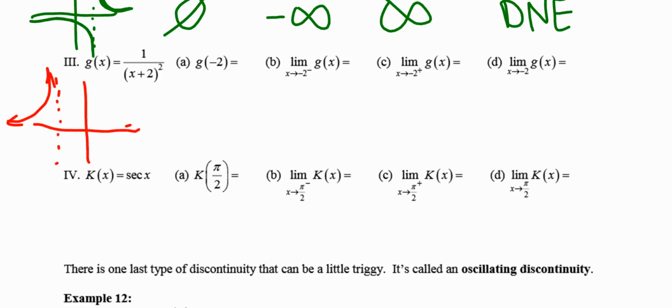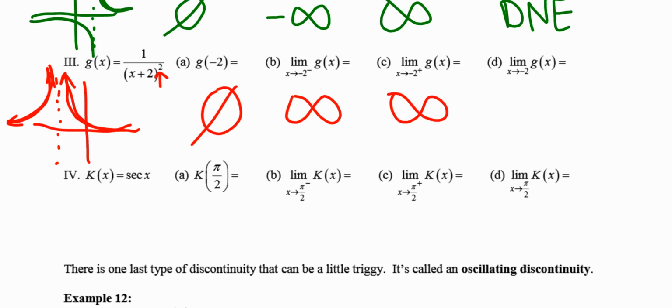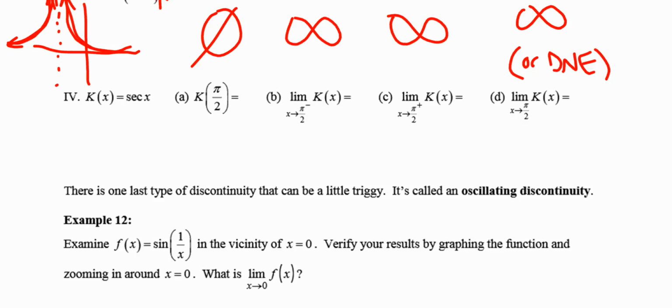Okay, it's kind of like the last one except they're both positive, indicated by that squared term. So it's undefined at g of -2. From the left, positive infinity. From the right, positive infinity. So for the limit as x approaches -2, you could write positive infinity, or you could technically write does not exist. Okay, and the last one is secant of x, and hopefully you remember what that looks like.